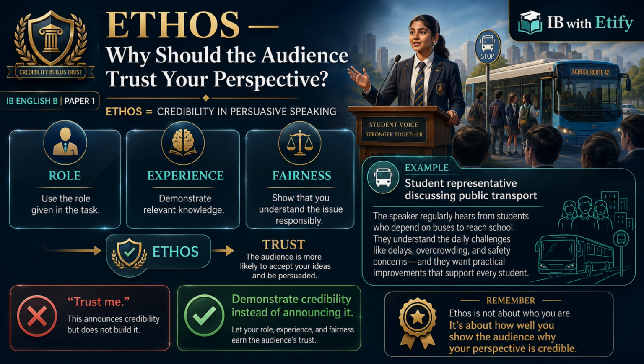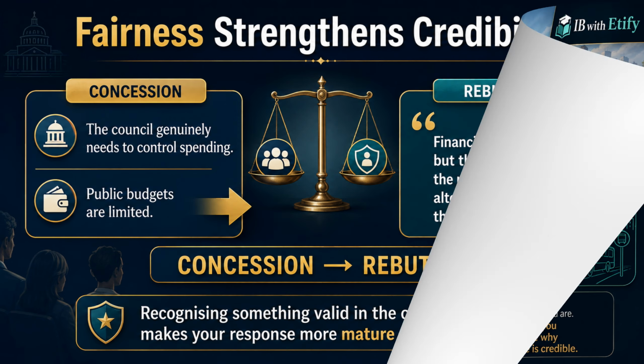This is also where ethos becomes important. Ethos means credibility. The audience's sense that you are worth listening to. In paper 1, that credibility should usually grow naturally from the role given in the task. If you are a student representative speaking about public transport, use that role. Explain that you regularly hear from students who depend on buses to reach school. You do not need to say, "Trust me." Show the audience why your perspective deserves attention.